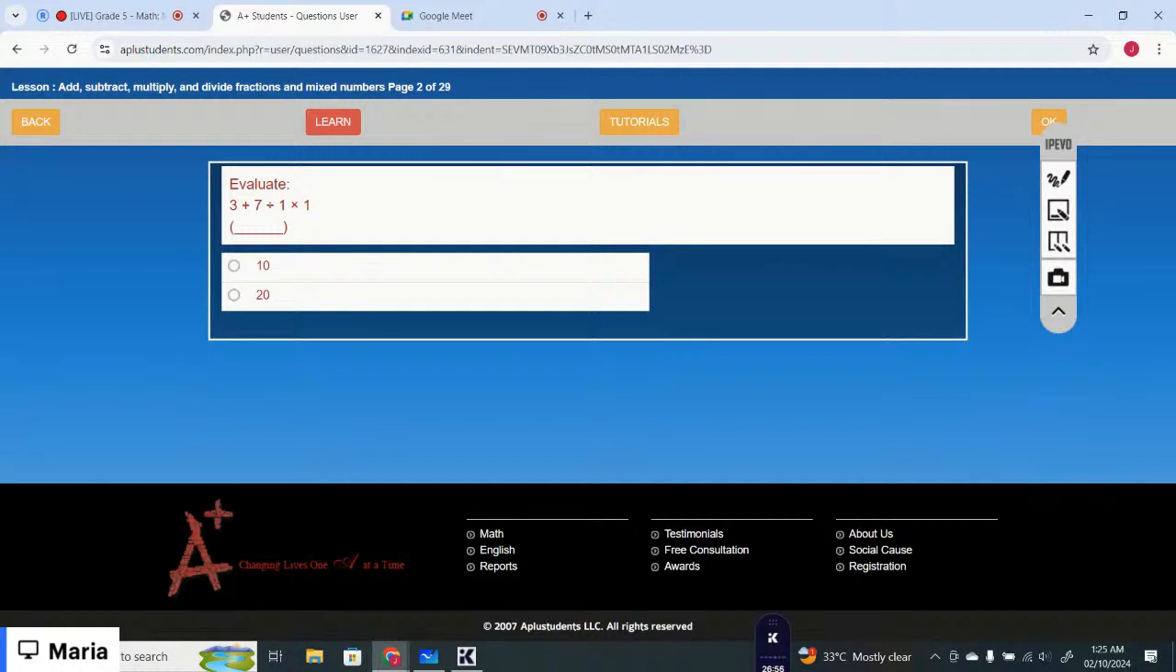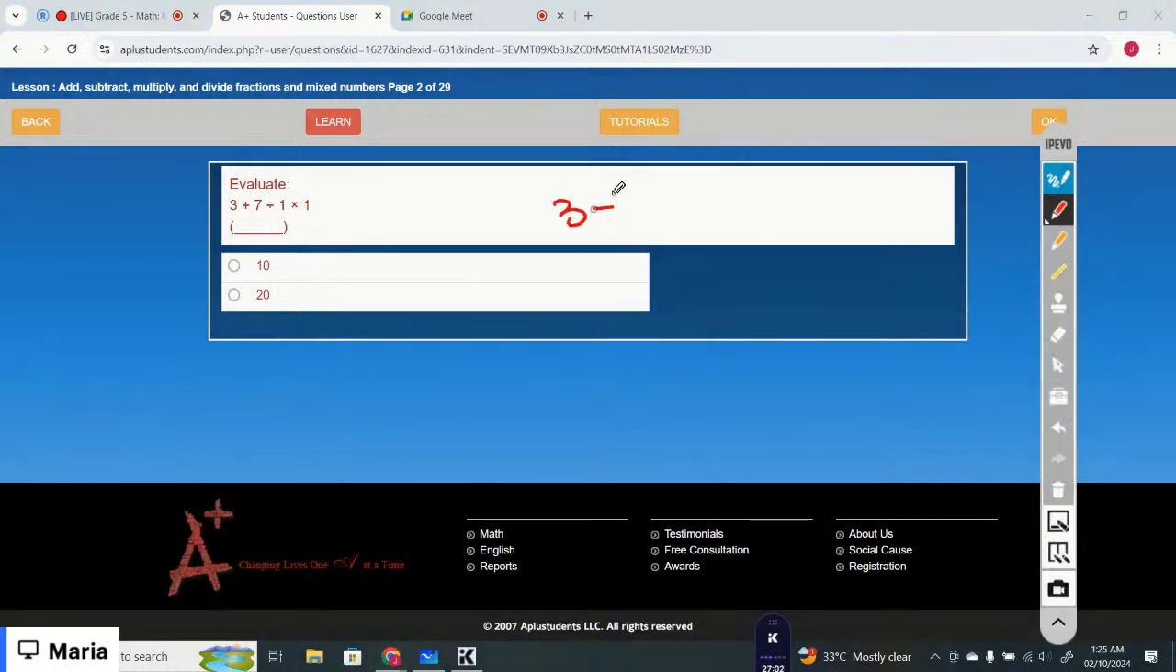3 plus 7 divided by 1 multiplied by 1. Going from left to right, you have addition, division, and multiplication, right? But going from left to right, you have to perform division first. 7 divided by 1 is 7.